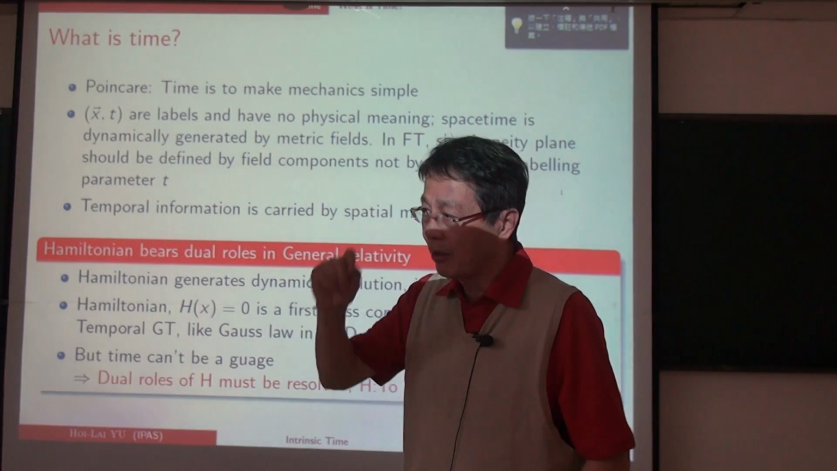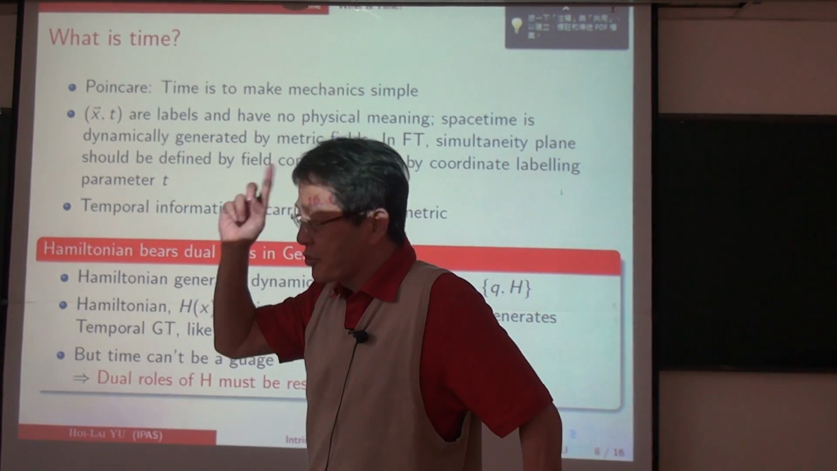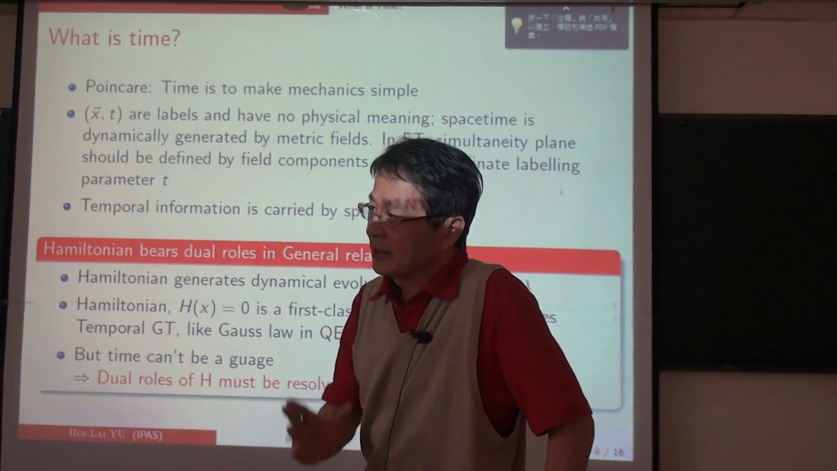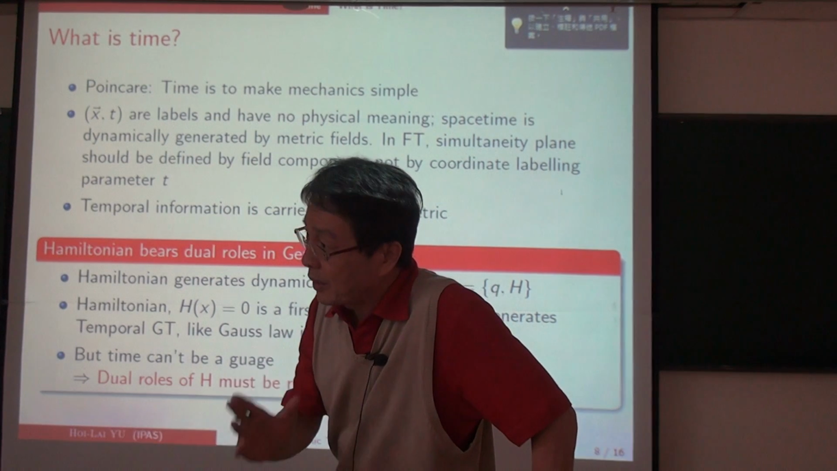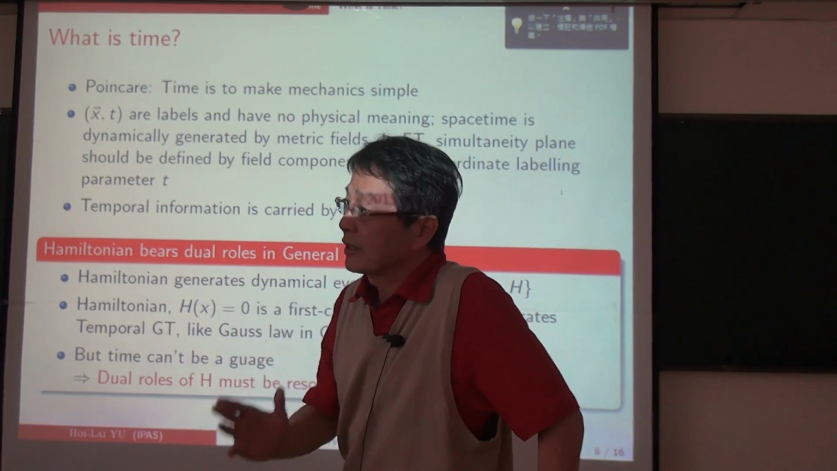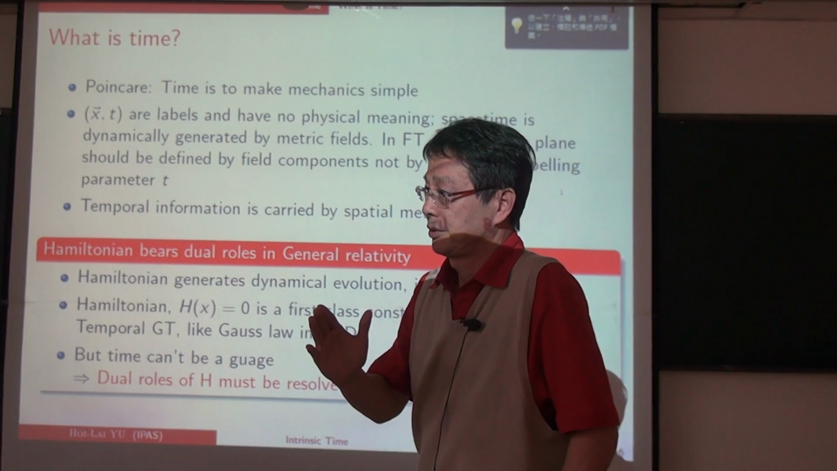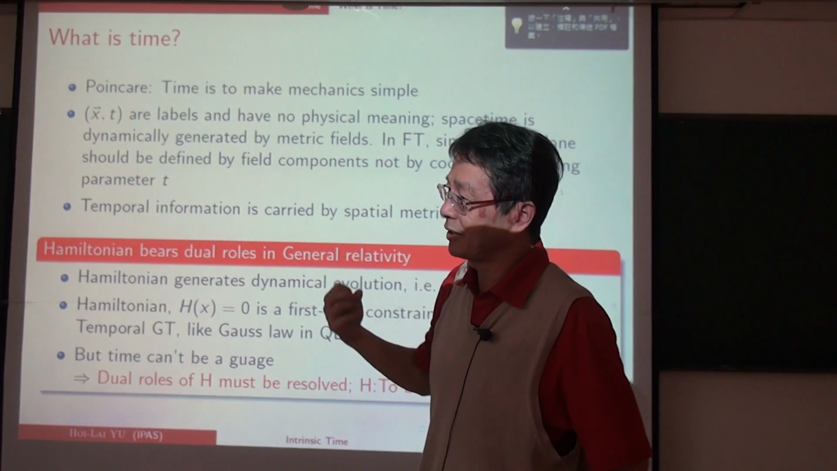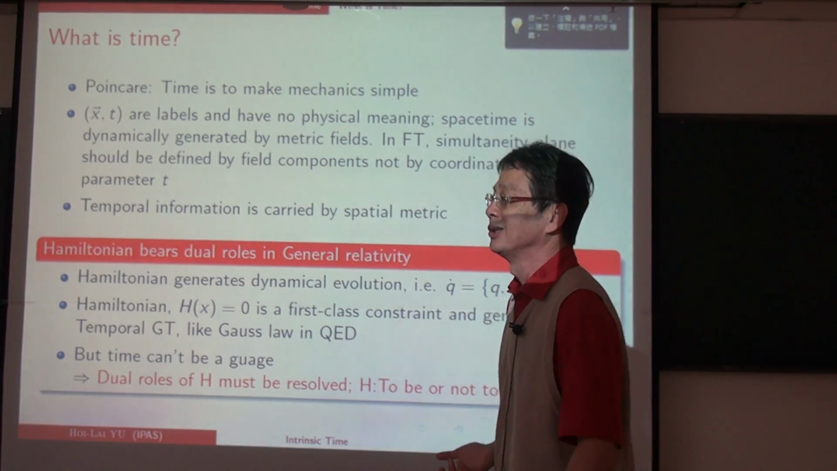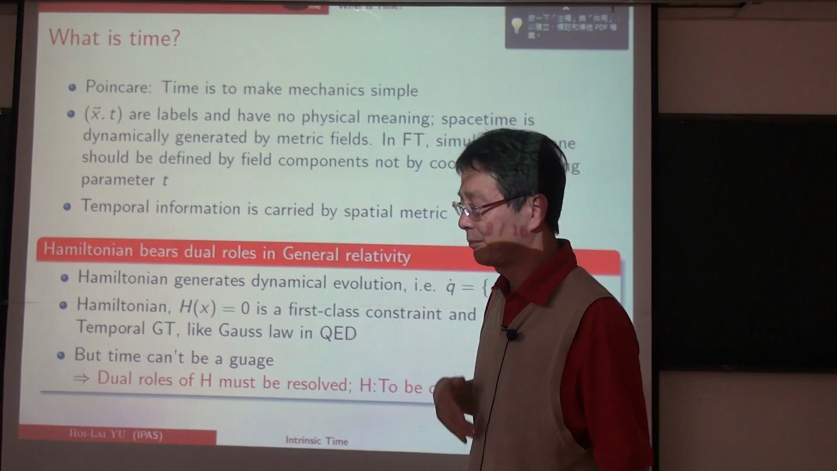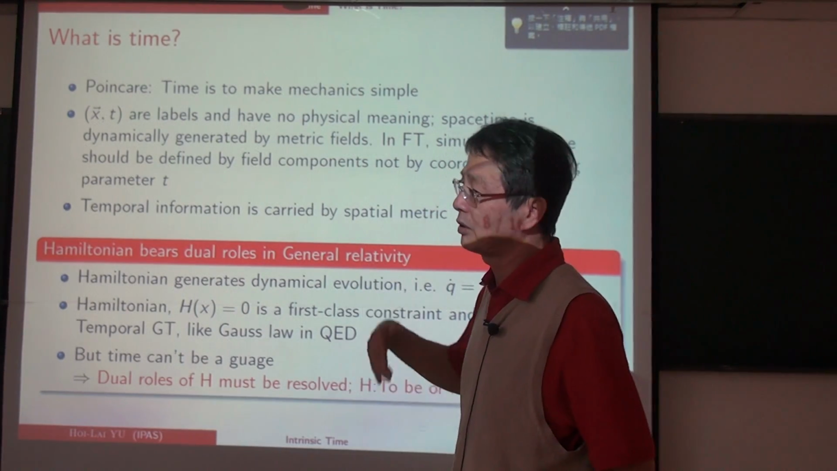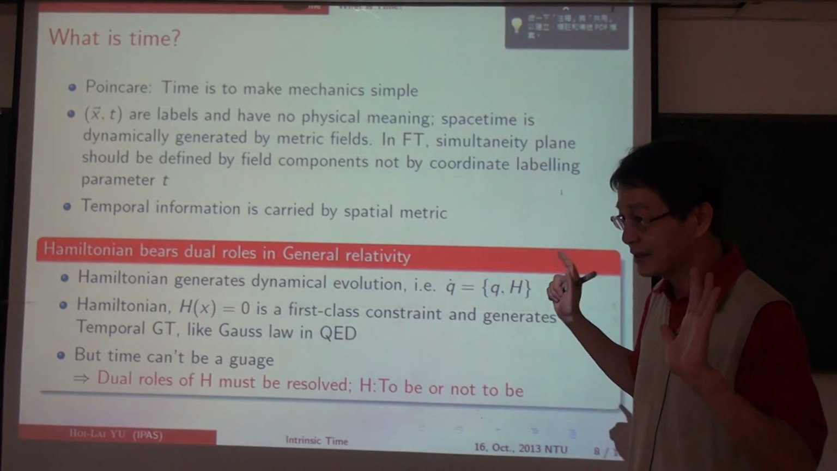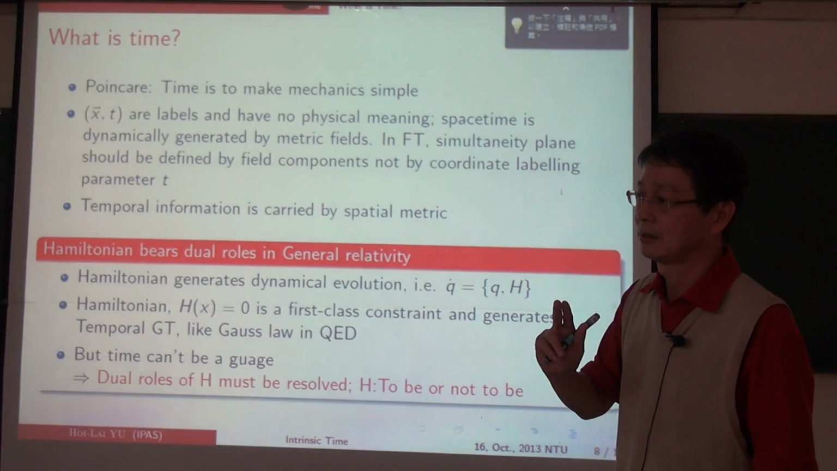In QED, we have only one constraint, namely Gauss law. Gauss law is the constraint that generates U(1) gauge transformation, corresponding to conservation of charge. However, you have four components, A0, A1, A2, A3. So what are you going to do? We have to fix the gauge. For example, you can use Lorentz gauge, divergence of A equals zero, or Coulomb gauge, gradient of A equals zero, and so on. That's called gauge fixing.